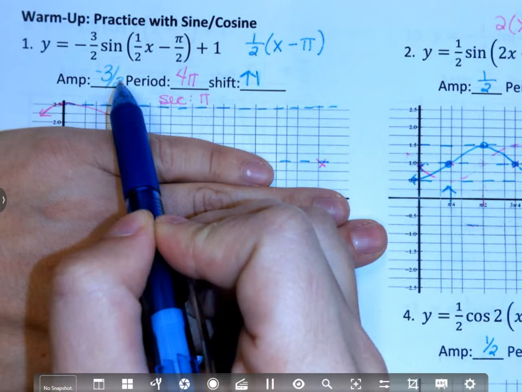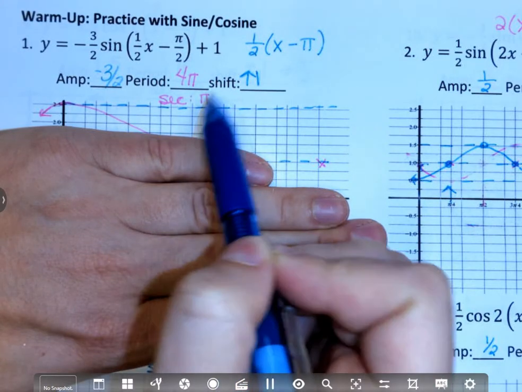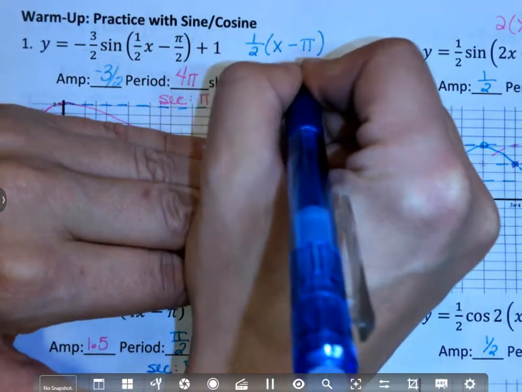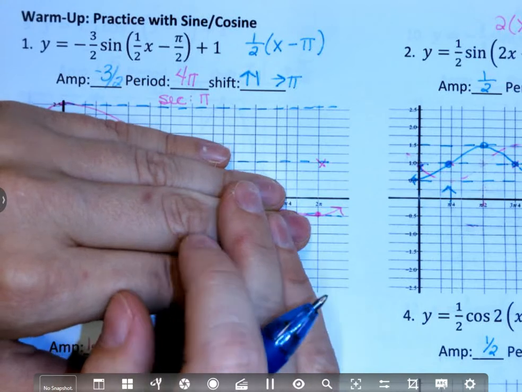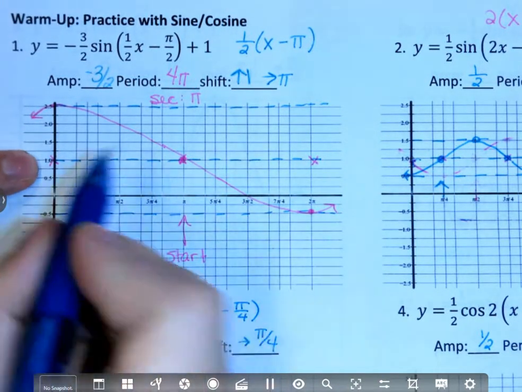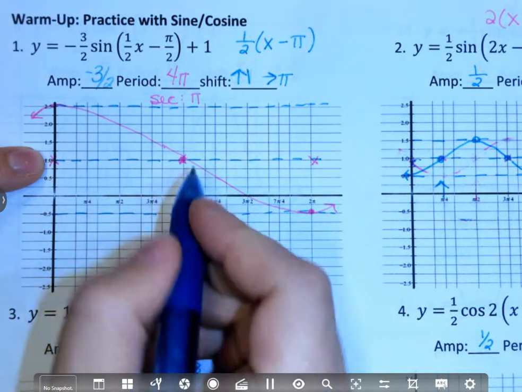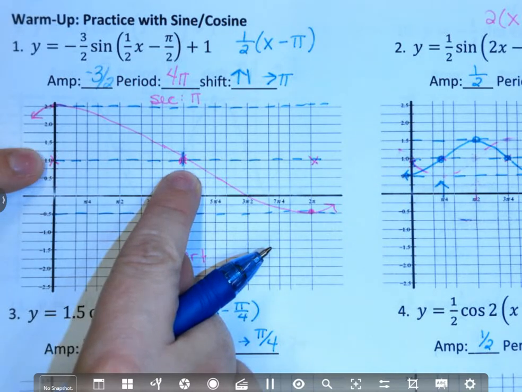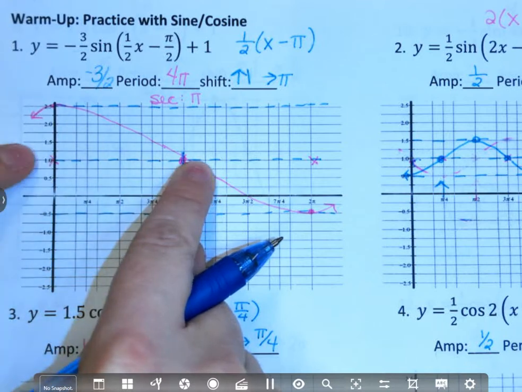Then amplitude is -3/2. Period would then be 4 pi, so each section is pi. And our shift is going to be up 1 and actually to the right pi. So far, so good? So what I did here is I said my graph starts to the right pi. So this is my first section. And then I go out pi from that. And I also have to remember to go backwards as well.